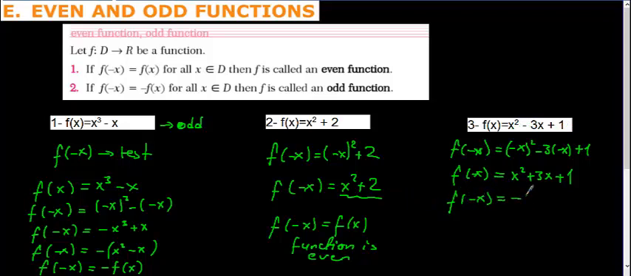F minus x is equal to minus x squared minus 3x minus 1. This is also not fx. So this case is neither case. Here, as you see, the function is not odd. Also, the function is not even. So, neither even nor odd. Okay.